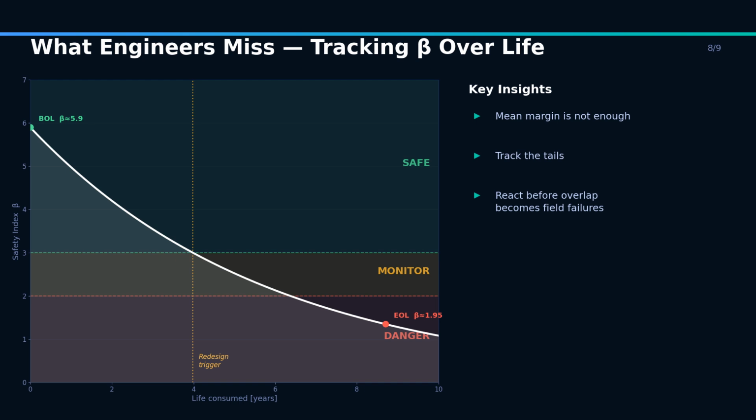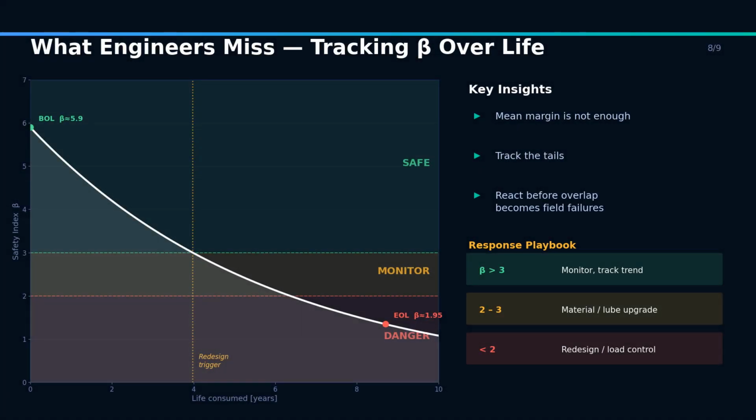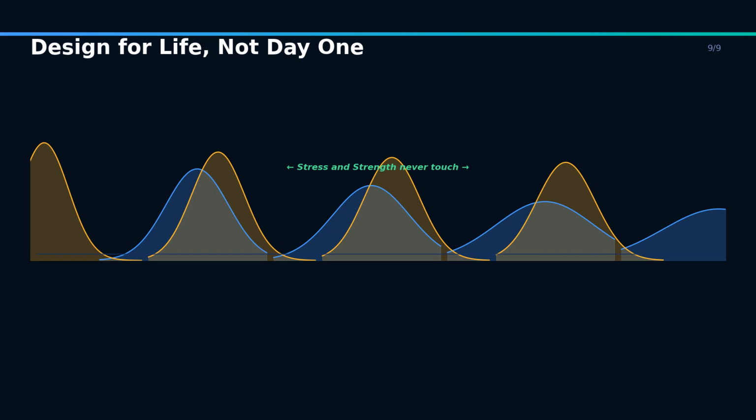Now age the connector. If tribological wear reduces the strength mean to 28 newtons and widens the spread to 5.8 newtons, beta falls to about 1.95. That is a dramatic loss of robustness, driven not only by lower average strength but by higher variability. The common engineering mistake is to check only deterministic margin at time zero. That misses the tails, and the tails are where failures begin.